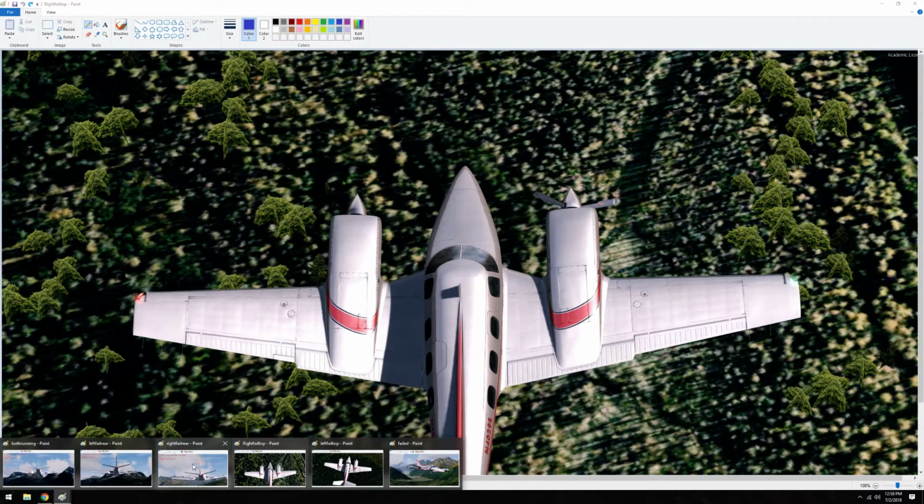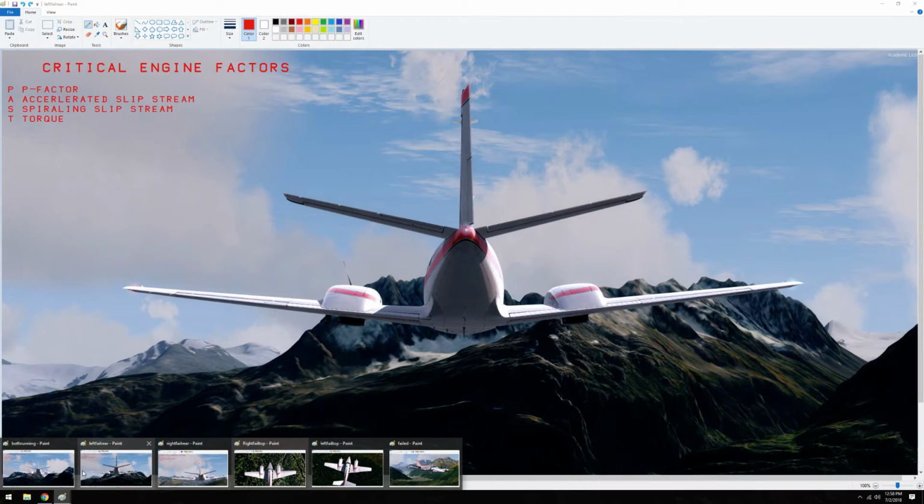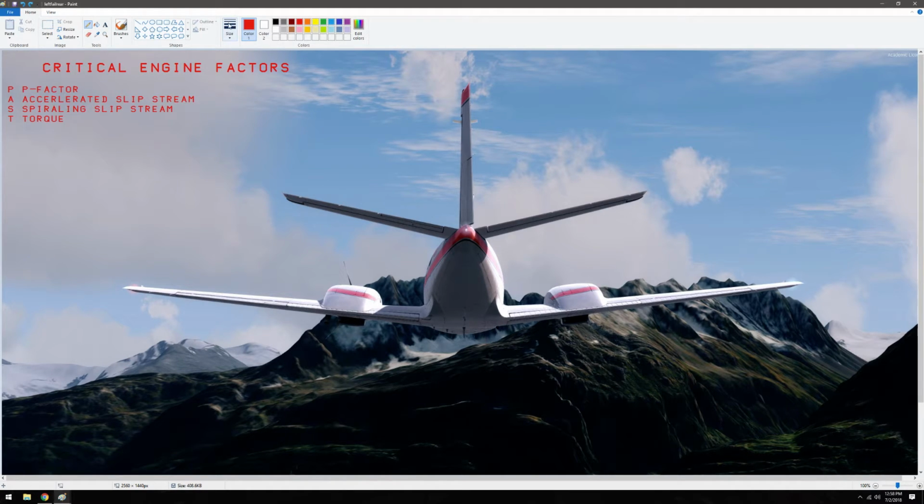All right, so the last one, the final one, is torque. Okay, so torque is really pretty easy to explain. Like I said, in the West, our prop blades turn in a clockwise direction, and Newton's third law says that for every action there's an equal and opposite reaction. So that reaction is going to be wanting to produce a rolling motion into that dead engine again.